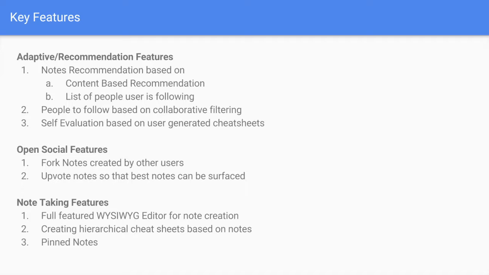The key features of our note-taking application are that we can recommend notes, we can show people whom you can follow, and we can also provide a platform where you can self-evaluate based on the generated cheat sheets. There are other open social features which we have focused on, like forking notes. You can upvote somebody's notes.